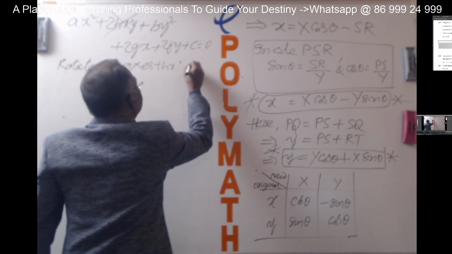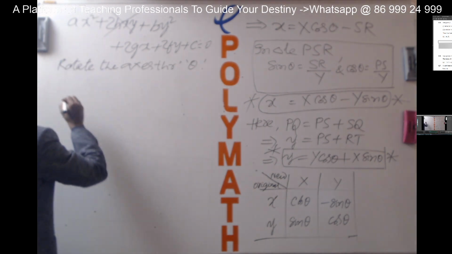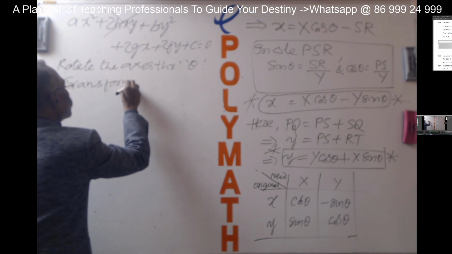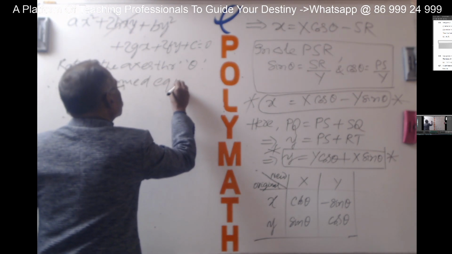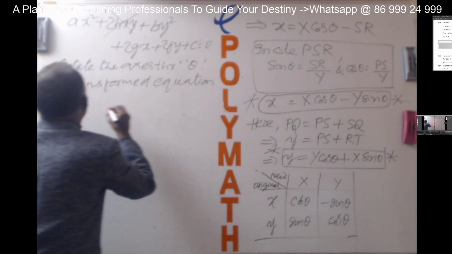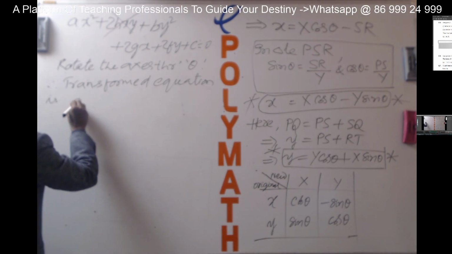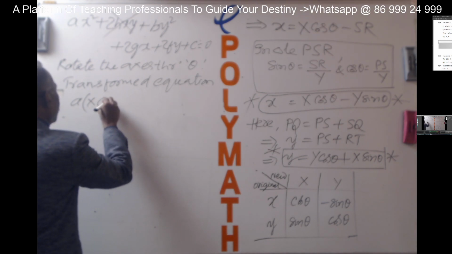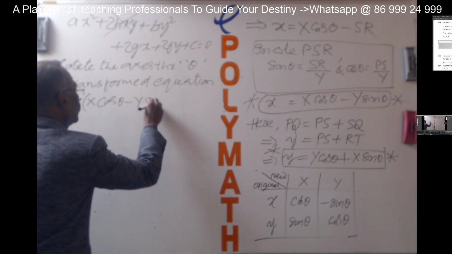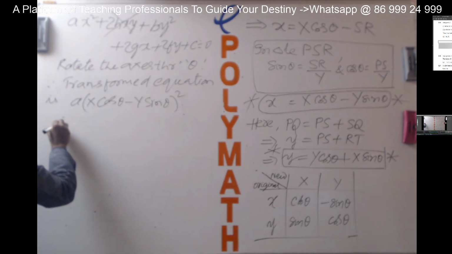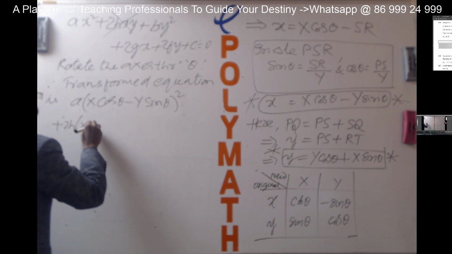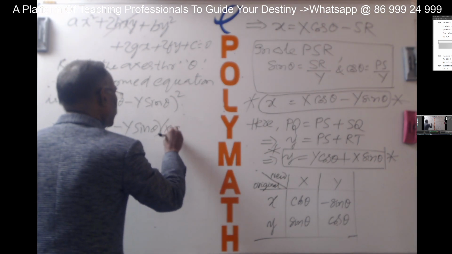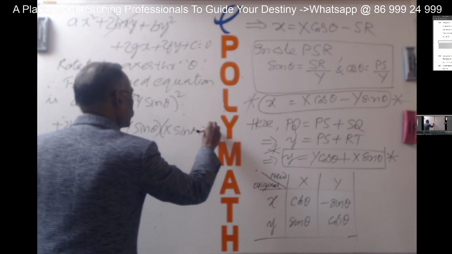Through theta. Therefore, the transformed equation is a into x cos theta minus y sin theta whole square plus 2h into x cos theta minus y sin theta into x sin theta plus y cos theta.